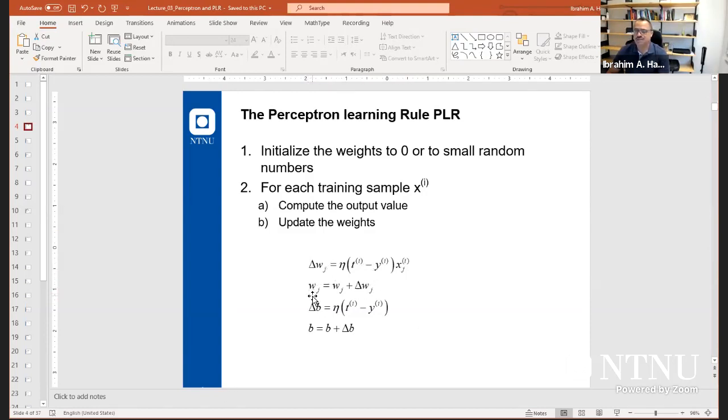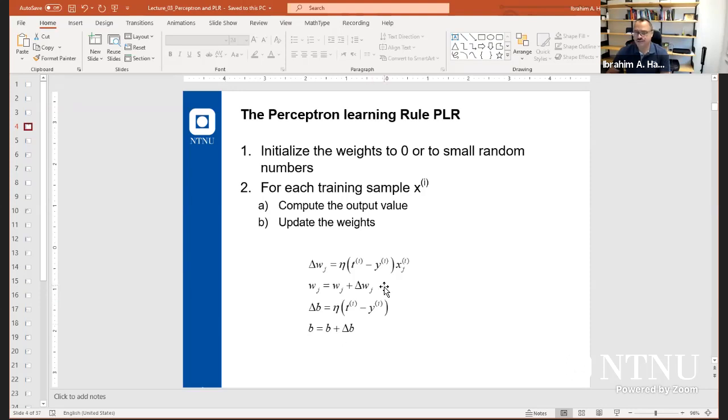Now we need to update the value of omega. So omega J equals omega J plus delta omega J. We will repeat the same for delta B. B is the bias, so the input to the bias is +1, right? So delta B will be the learning rate multiplied by the error multiplied by 1. And after that, we can update the value of B. So B equals B plus delta B.